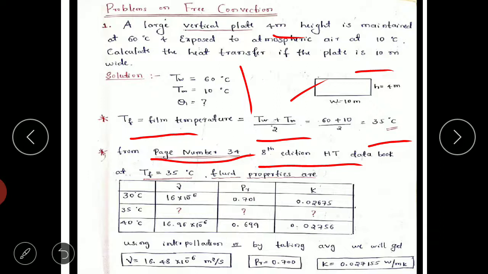In general, for all the problems, we calculate nu value, we calculate Pr value, we calculate k value. This is a general procedure. So for all the problems, we calculate nu, Pr and k.